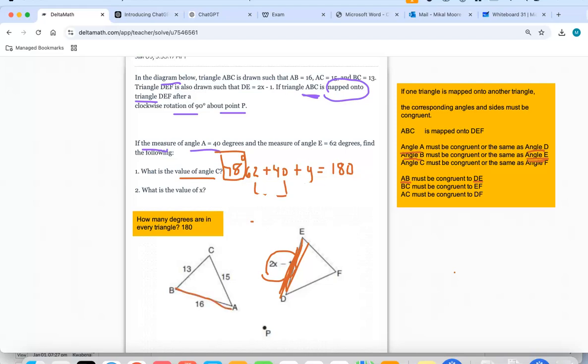So we can set up an equation. The equation will look like 2x minus 1 equals 16, because once again, this is DE, and that has to be equal to AB. So we're just substituting what we know. At this point, we can add 1 on both sides. We're doing algebra right now. So add 1 and add 1. We're trying to get x by itself.